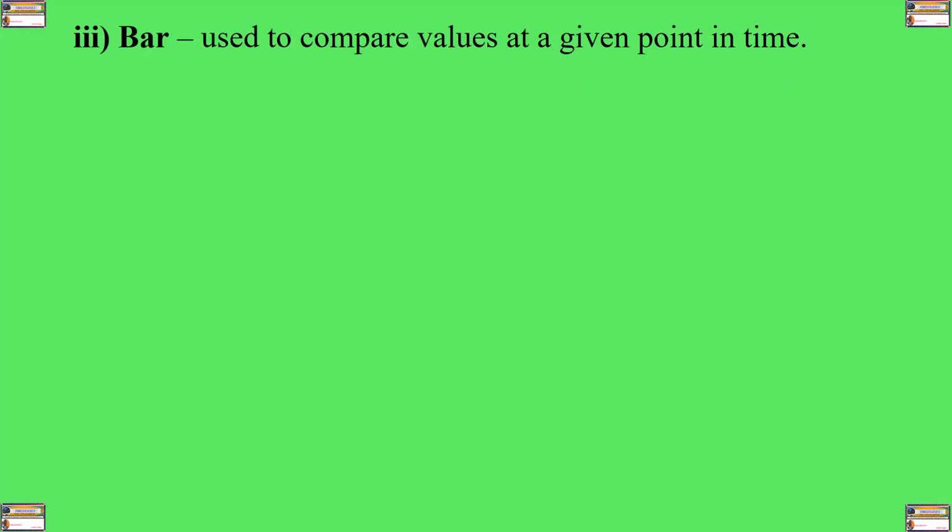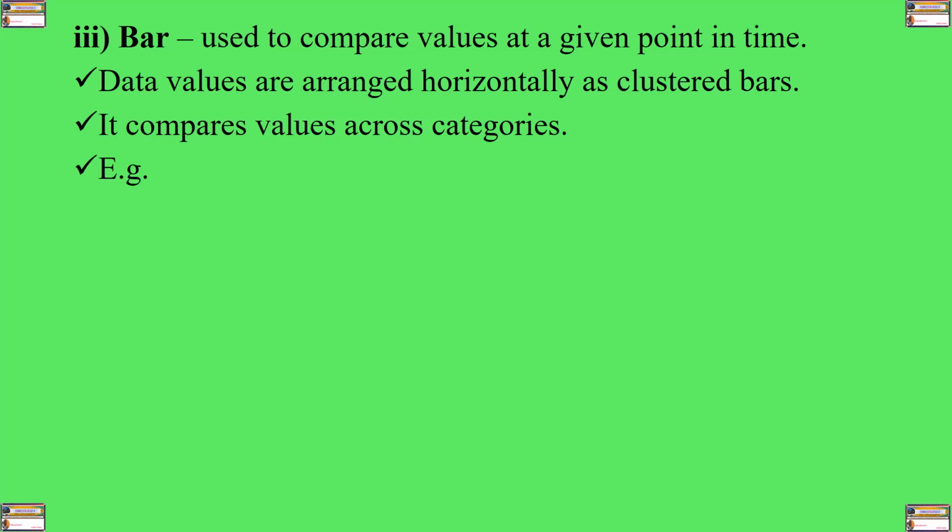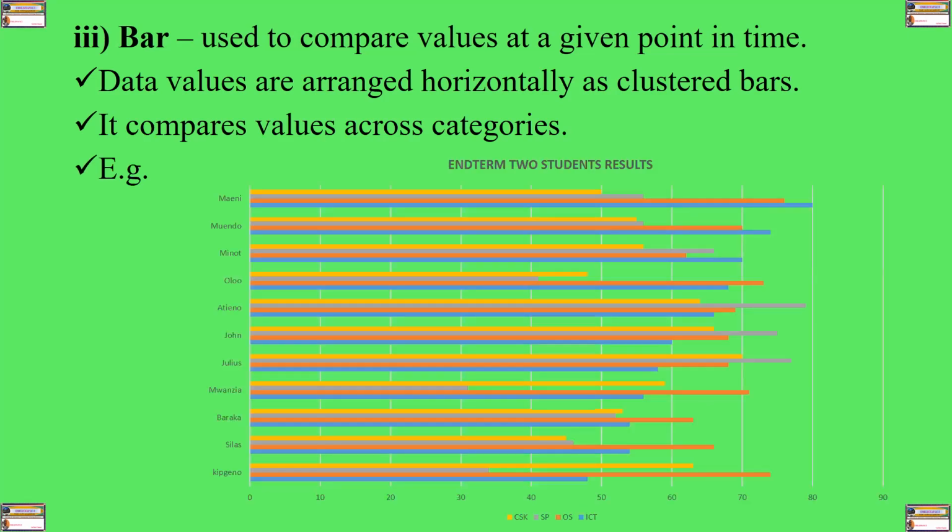Number three is bar chart. A bar chart is used to compare values at a given point in time. The data values are arranged horizontally as clustered bars. It compares values across categories. For example, so this is an example of a bar chart. And you can be able to see the difference between this bar chart and the column chart.